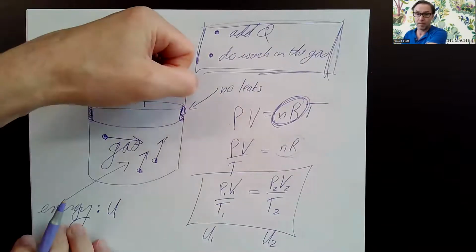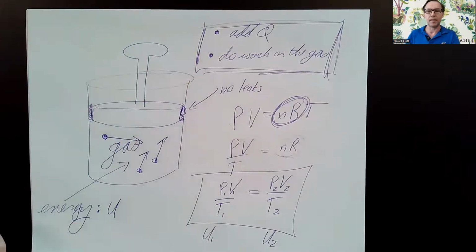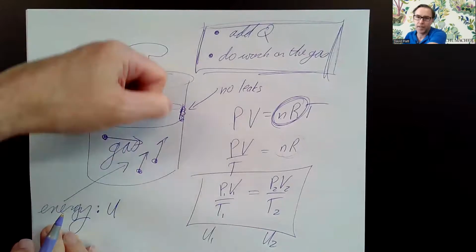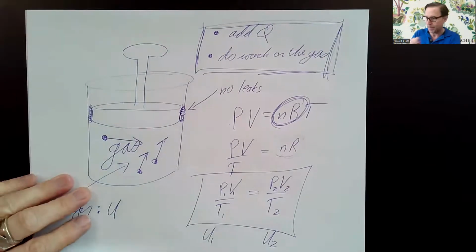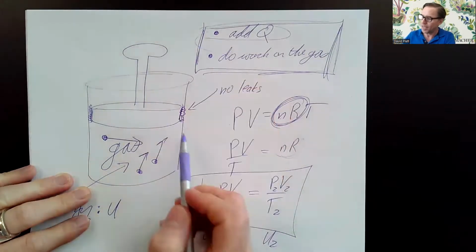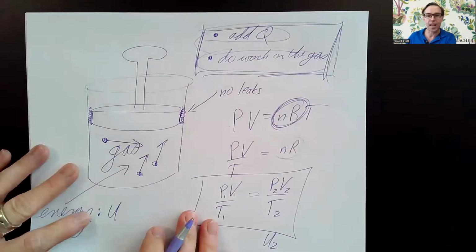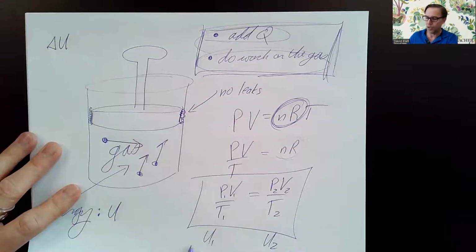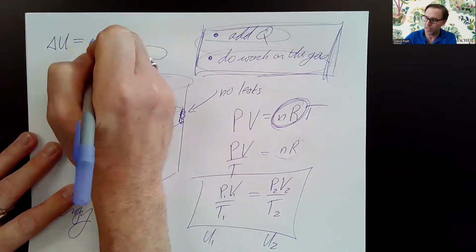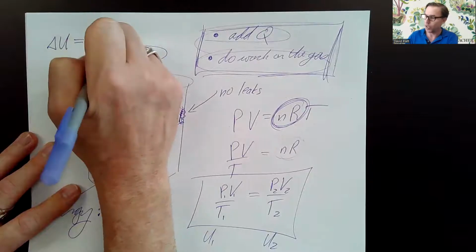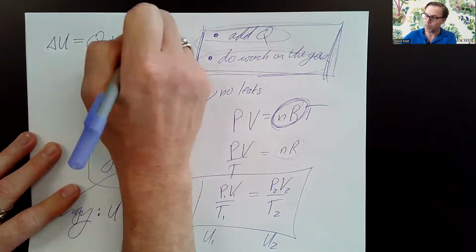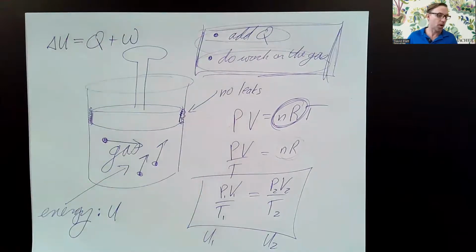That would be something like, we'll talk about that later. Negative work, positive work, negative work. But again, we'll talk about that more later. Heat, work on the gas. And so what we say is delta U, U2 minus U1, the change in energy, is equal to Q, if I added any energy, plus W, the work done on the gas.